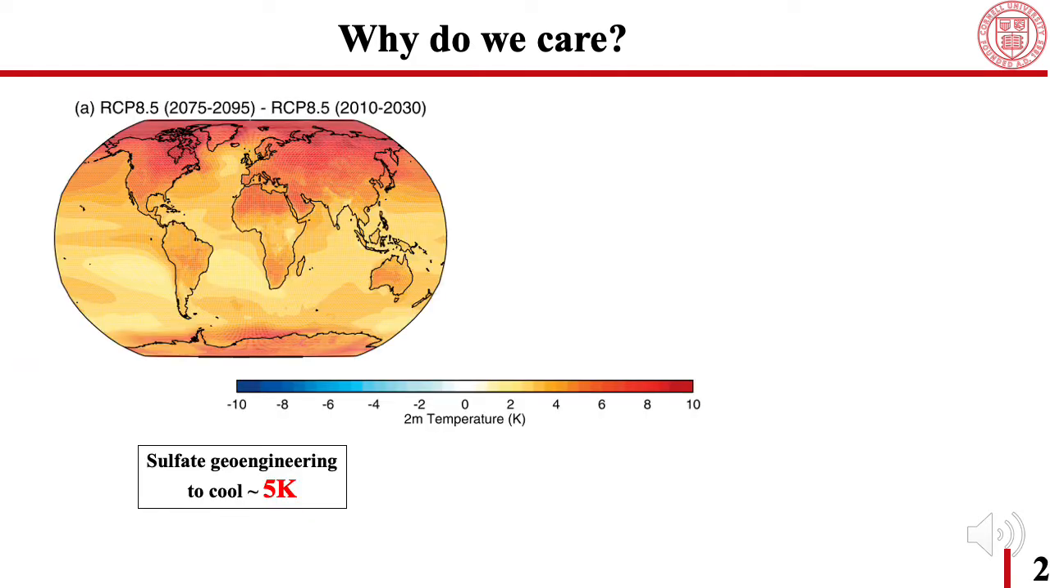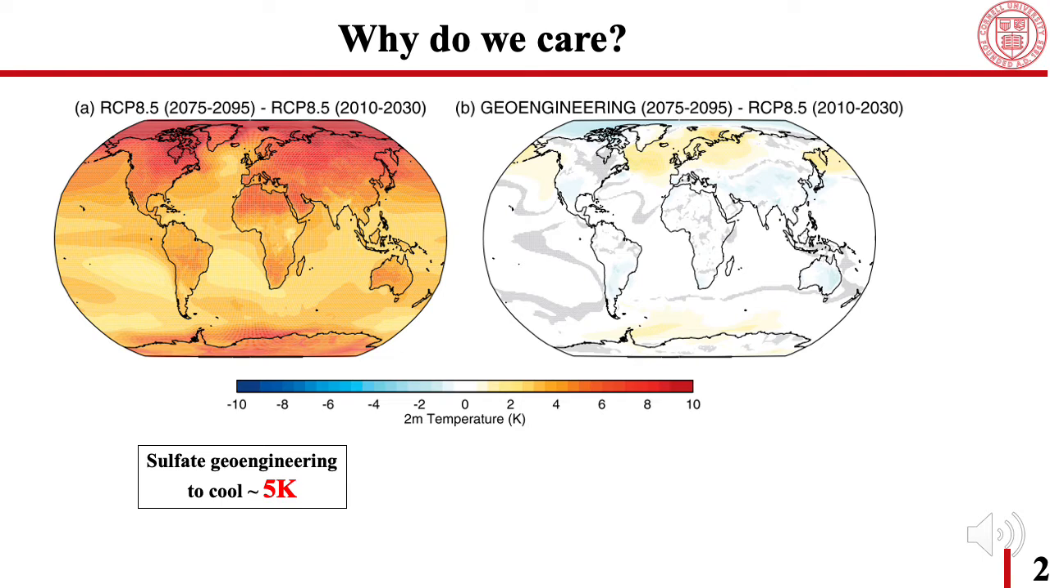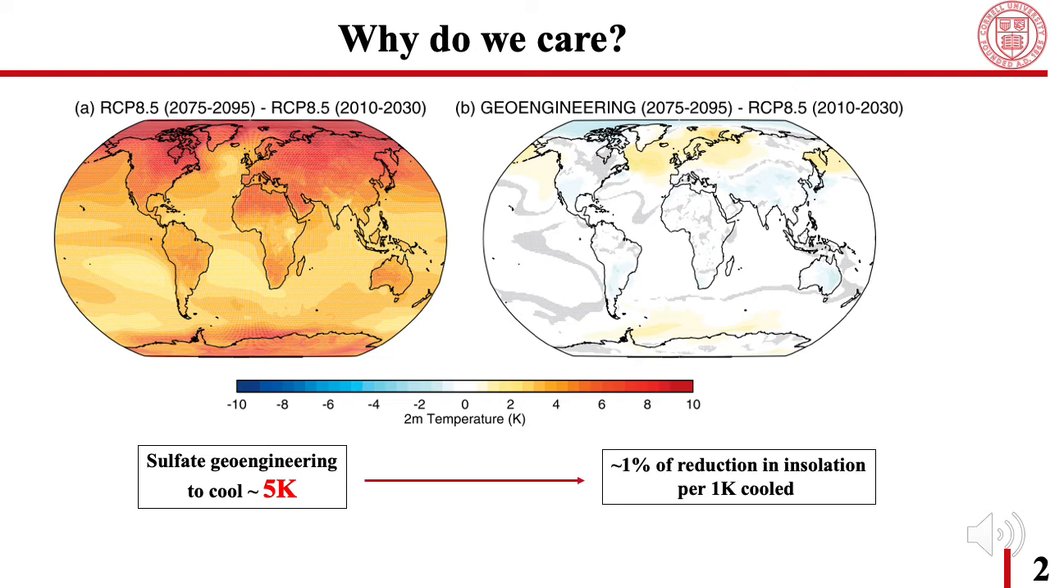In the case of simulating sulfate geoengineering to cool the planet, on the other hand, we generally see from climate model simulations that it takes around a 1% reduction in incoming solar radiation to globally cool the planet by 1 degree. And of course, this will depend on many factors: size of the sulfate particles, interaction with other greenhouse gases, water vapor, surface feedbacks, locations of injection. But broadly, this is a consistent result.